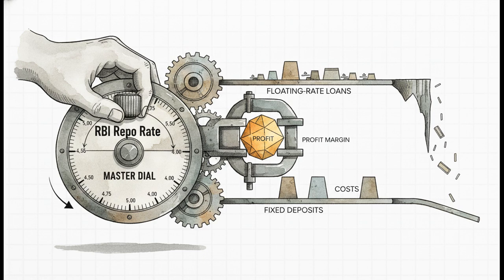When rates fall, the floating rate loans they've handed out, well, those instantly become cheaper for borrowers, so the bank's income takes a fast hit. But the fixed deposits they owe to customers, those stay locked in at the old, higher rates for a while. So long story short, their income drops way before their costs do.